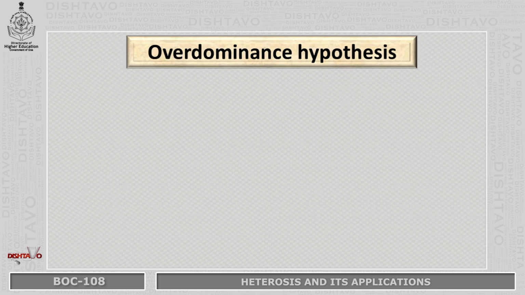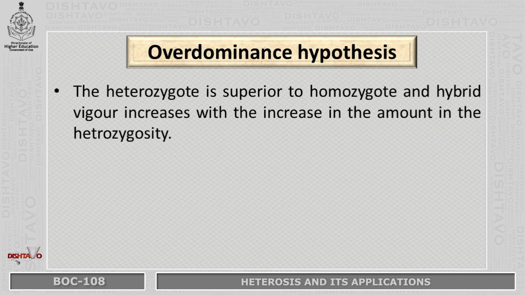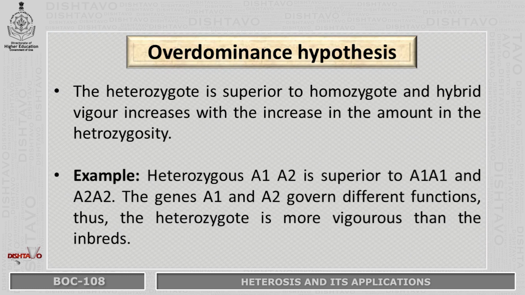Coming to the overdominance hypothesis. In this, the heterozygote is superior to the homozygote, and hybrid vigor increases with the increase in the amount of heterozygosity. For example, heterozygous A1A2 is superior to A1A1 and A2A2. The genes A1 and A2 govern different functions. Thus, the heterozygote is more vigorous than the inbreds.